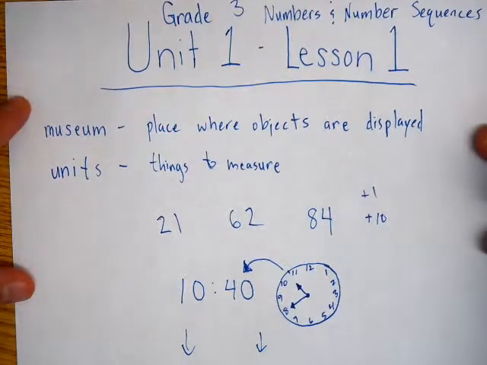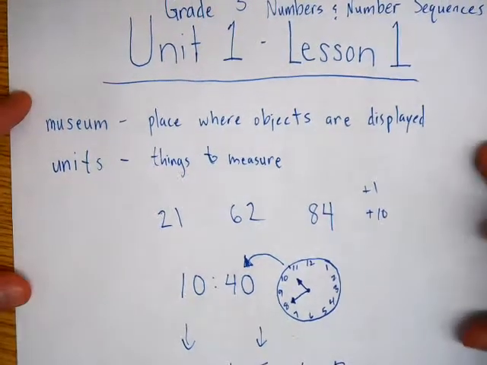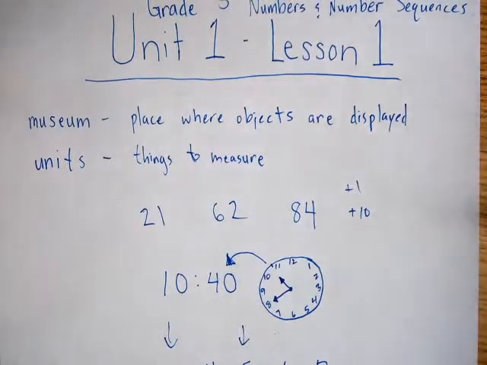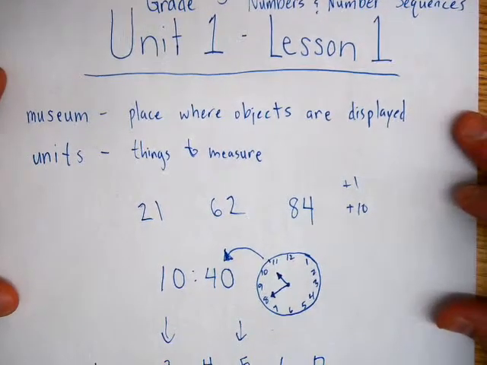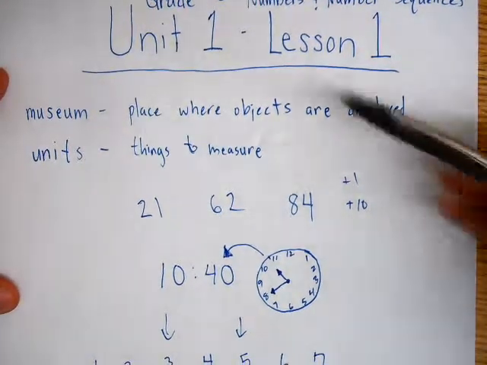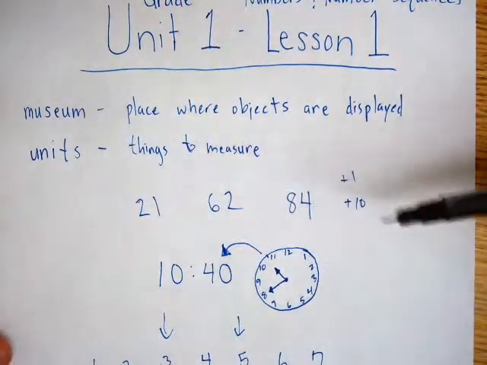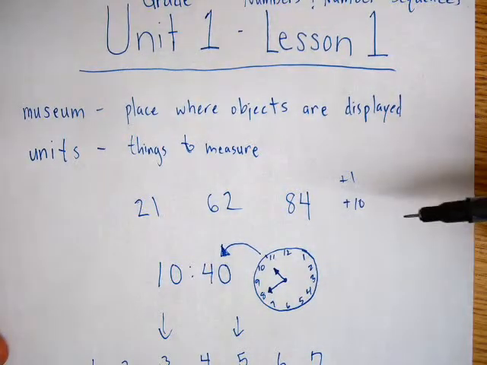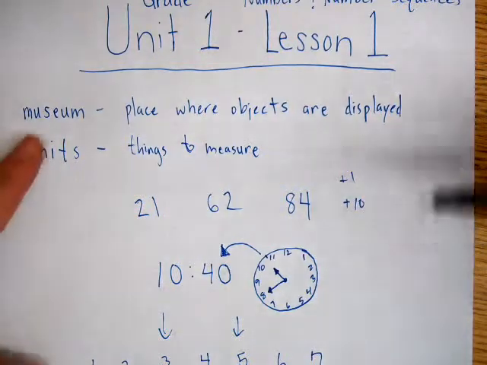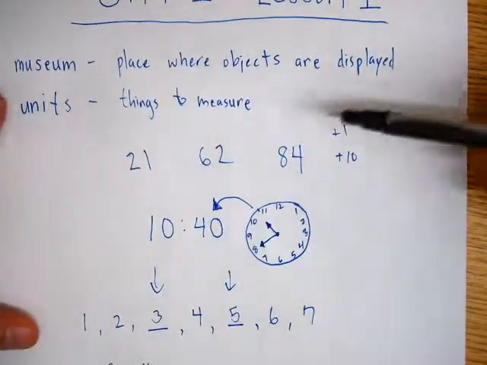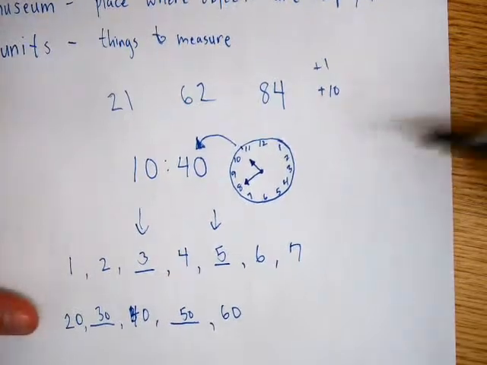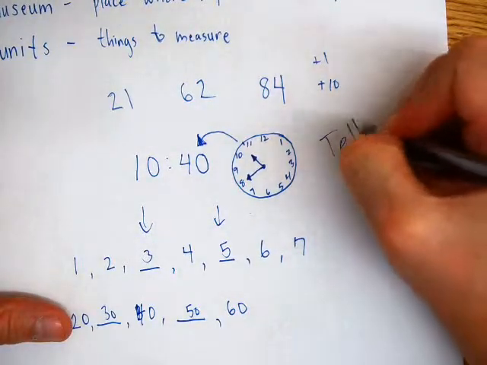And as far as how parents can help at home, and what kids can do, please use this vocabulary. The word museum, use units. As we go through this curriculum, there's going to be a lot of new vocabulary. Please use it at home. Please talk about different things you could measure. Please work on telling time.